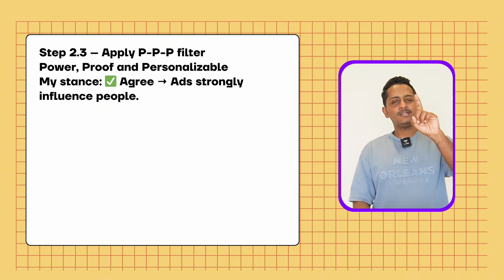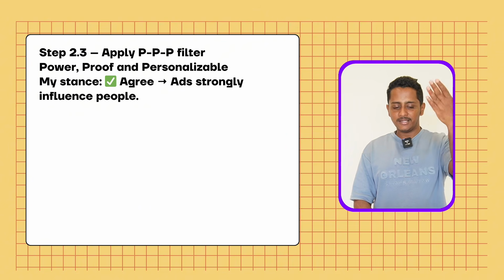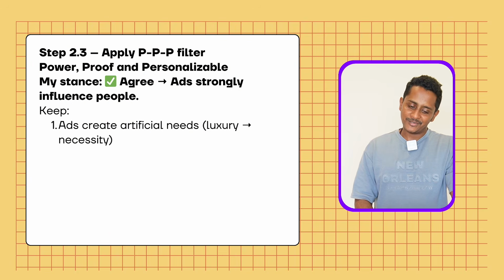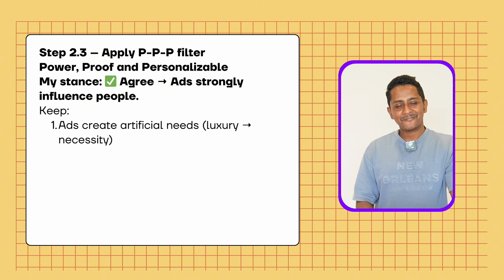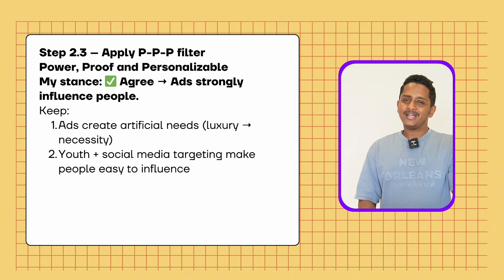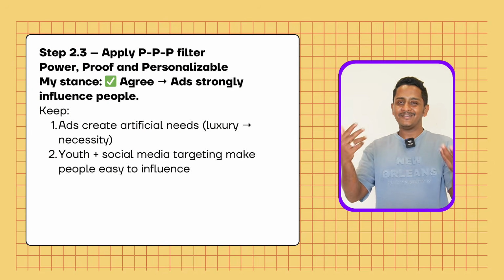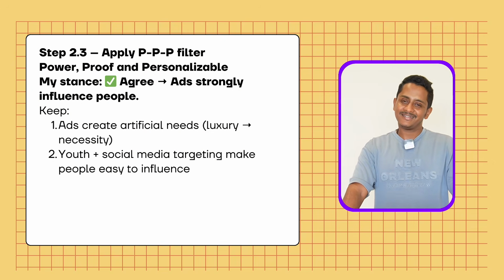Here I will go with agree, that ads strongly influence people. Second paragraph, why you agree. Third paragraph, why you agree. At least I need 2-3 ideas. Second paragraph, I start with ads create artificial needs. The luxury becomes a necessity. Then youth and social media combination will work properly. They target people and influence them properly.